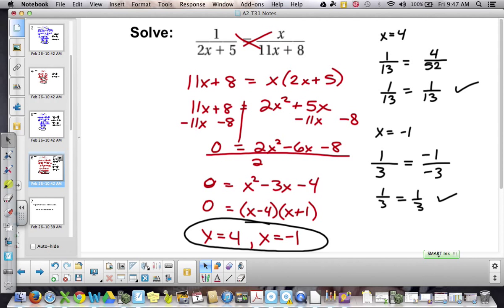And that'll be it for this first part of Target 31.